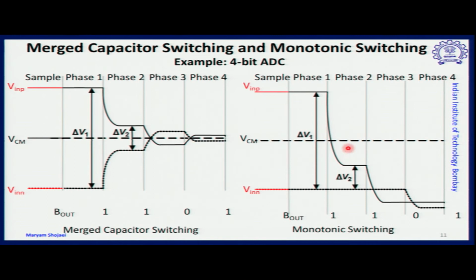Now, if you go with monotonic switching, which is for the same inputs, so initial difference delta V1 is same, but now the switching happens in such a way that only one of the inputs has the transition, but this transition has a higher swing or higher difference between the new value and the previous value as compared to merged capacitor switching. And that's why even though one side is switching, the energy which is consumed for the switching is more as compared to merged capacitor switching.